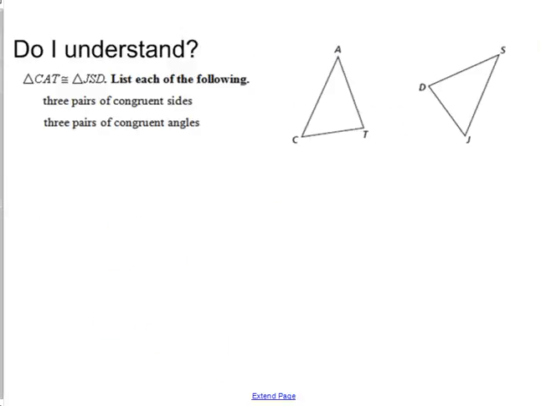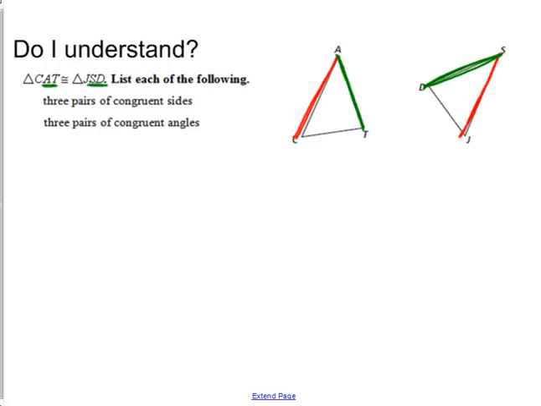Last one. You want to find 3 pairs of congruent sides using these two figures. Congruent sides. Well, I know that CA is congruent to JS. I know that AT is congruent to SD just by looking at these letters here. AT is congruent to SD.